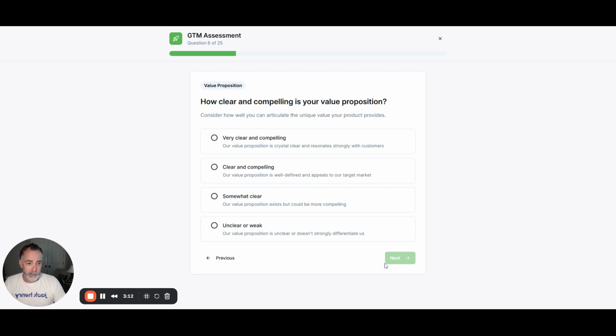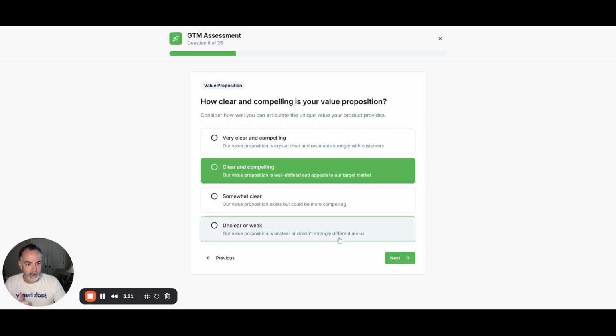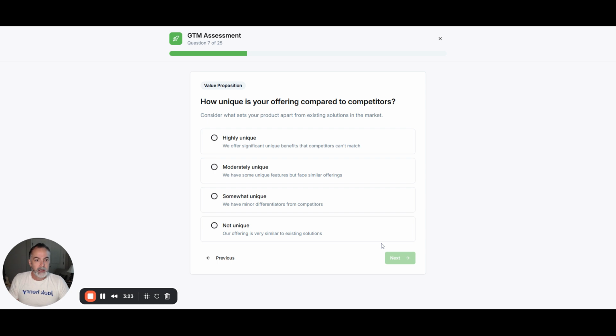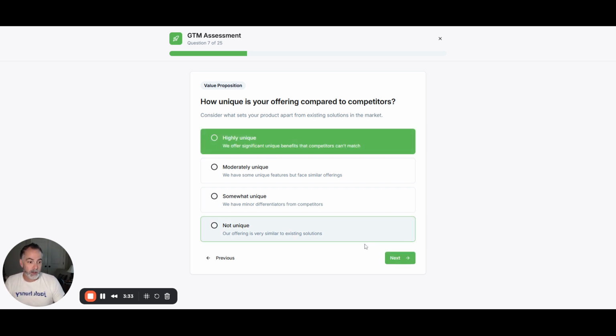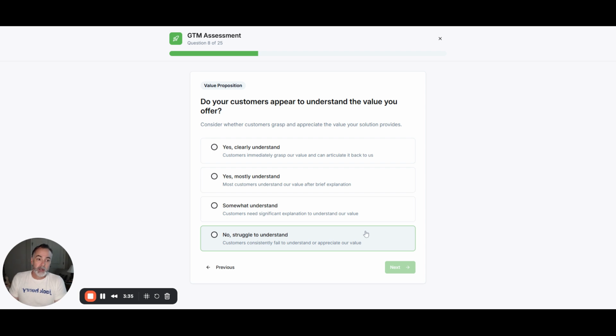How clear and compelling is your value proposition? We've got a good value proposition. We know that the product is designed well, it solves a pain point, and it solves it in a unique way, and the target market's going to be interested in it. How unique is it compared to competitors? In this instance, it was a highly unique solution. I've not been able to find anyone else that offers it along the way, and so we're going to say it's highly unique.